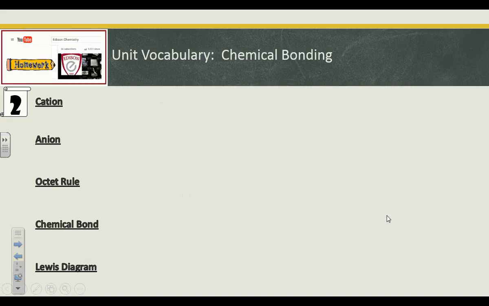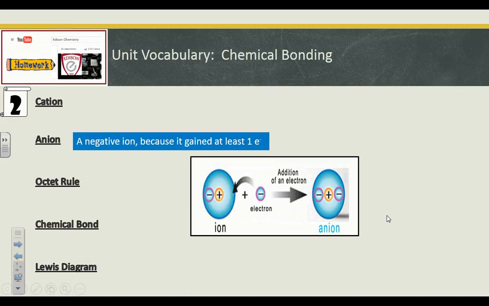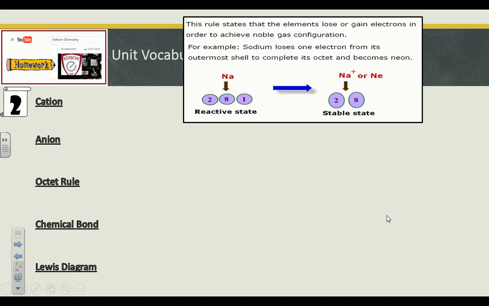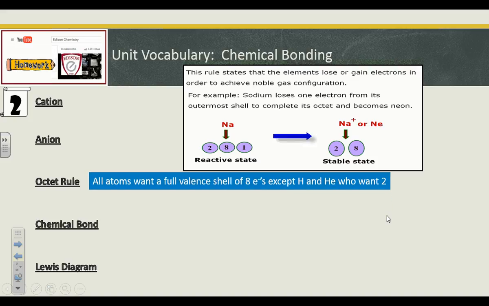Boom. Anion. The opposite, a negative ion because it gained at least one electron. Bingo. We're going to be combining anions and cations in chemical bonding. Ionic bonding specifically. Octet rule. We hit this up a little bit in our bell works, okay?